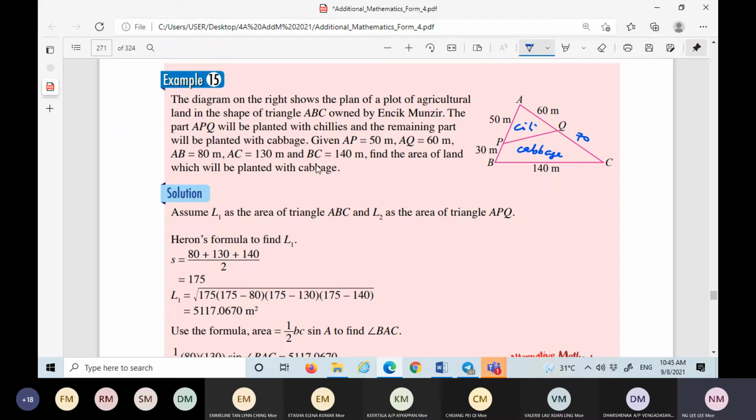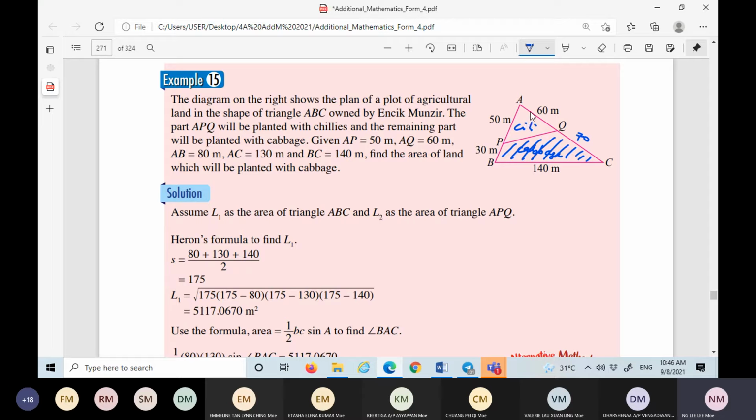Okay, find the area of the land which will be planted with cabbage. The area of the land means this part. They want the area of this, so the big triangle minus the small triangle. For the big triangle, if you want to use the formula half ab sin C, you need an angle, but here there's no angle. I have all the lengths for the bigger triangle, so I have 3 lengths and want to find an angle, so I use the cos rule.